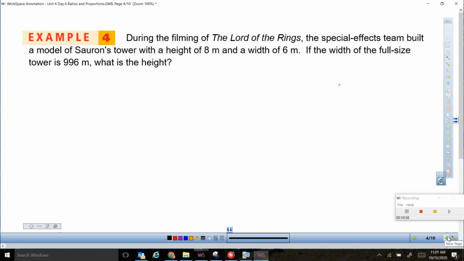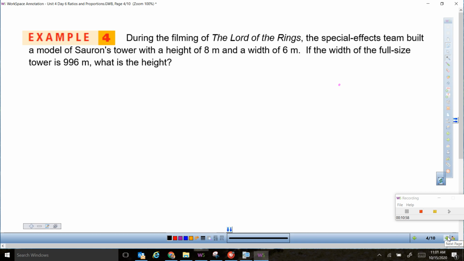Okay, next part, example 4. It says, during the filming of The Lord of the Rings, the special effects team built a model of Sauron's tower with a height of 8 meters and a width of 6 meters. If the width of the full-size tower is 996 meters, what is the height?